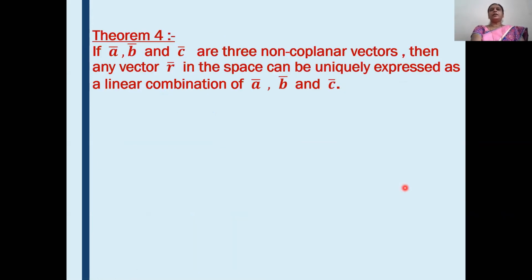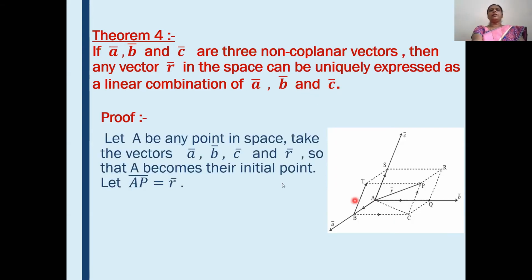Let's see the theorem. If a bar, b bar, c bar are three non-coplanar vectors, then any vector r bar in space can be uniquely expressed as a linear combination of a bar, b bar, and c bar. Now read the statement of the theorem carefully. Here a bar, b bar, c bar are non-coplanar vectors. Then any vector r bar in space can be uniquely expressed as a linear combination of these three vectors.